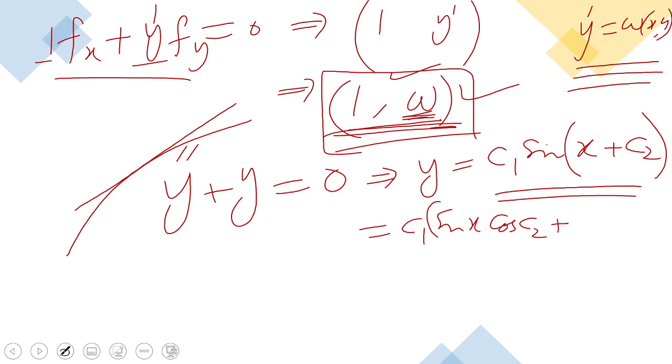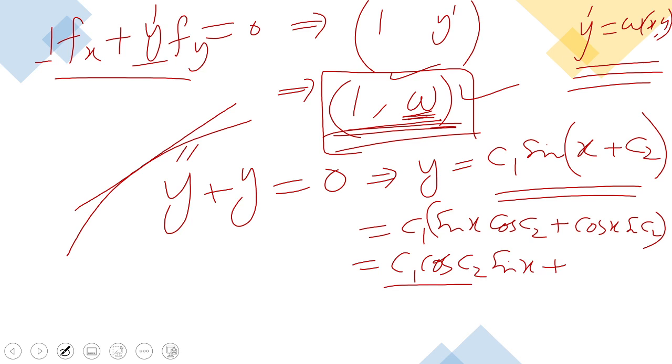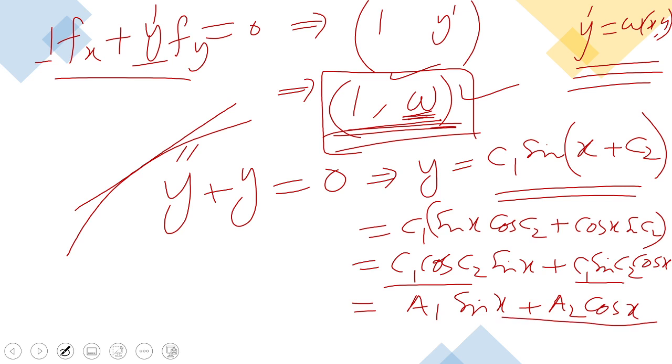So in fact c1 cos c2 is a constant times sin x, plus c1 sin c2 is a constant times cos x. So it is usual that when you put a1 sin x, a2 cos x, we usually write the solution of this equation as this solution.